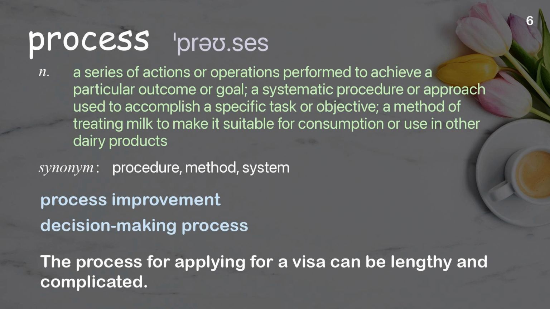Examples: Process improvement. Decision-making process. The process for applying for a visa can be lengthy and complicated.